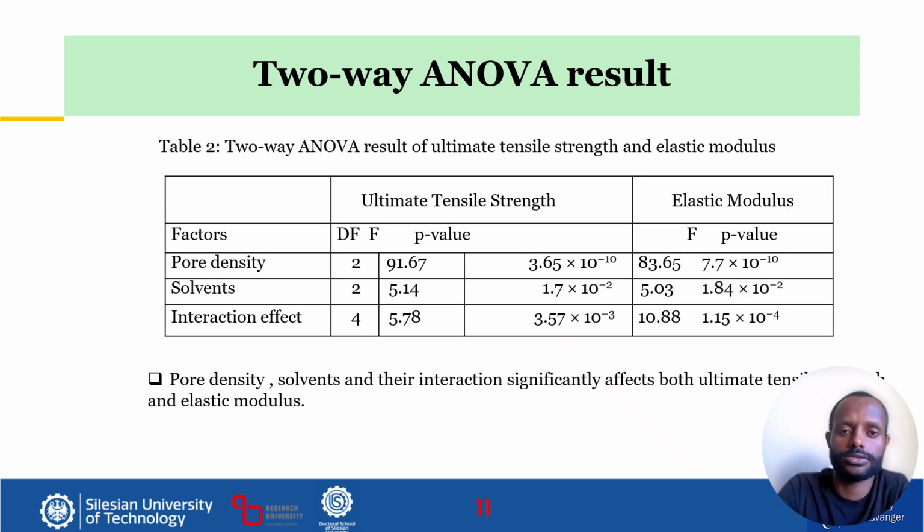Here is the two-way ANOVA result. From this result, the p-value for pore density, solvent, and the interaction effect is less than 0.05. That means we can say pore density, solvent, and their interaction significantly affect both ultimate tensile strength and elastic modulus.